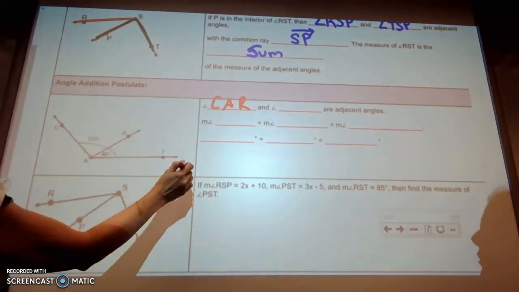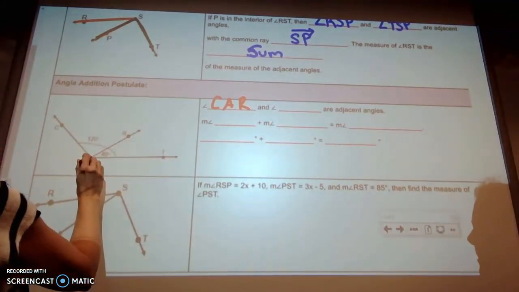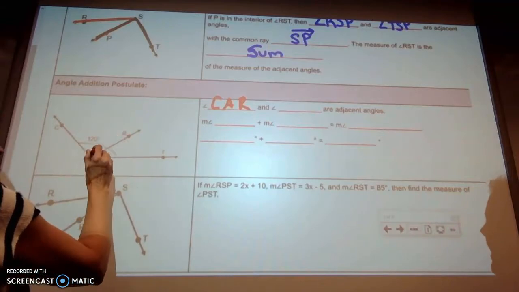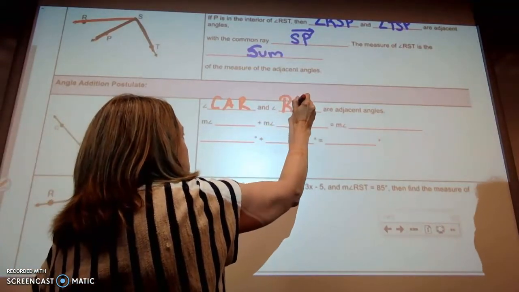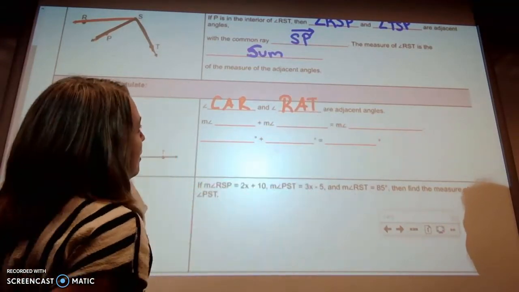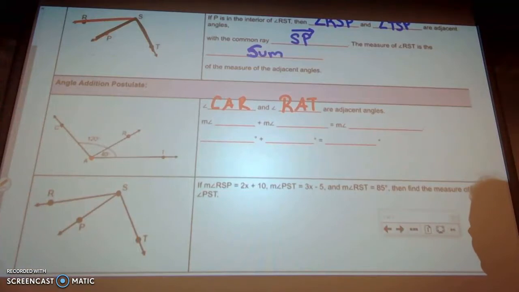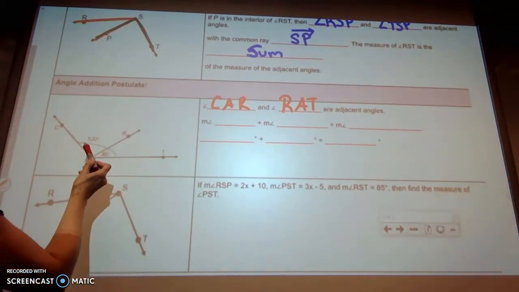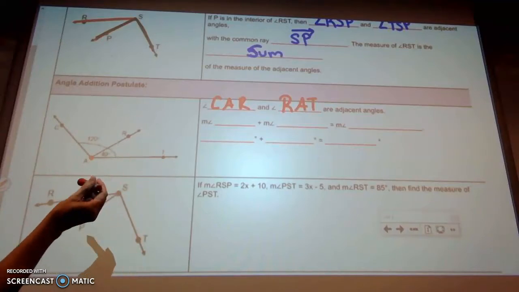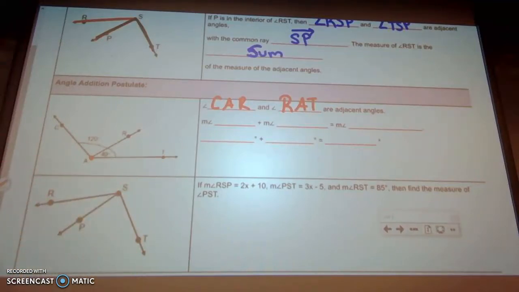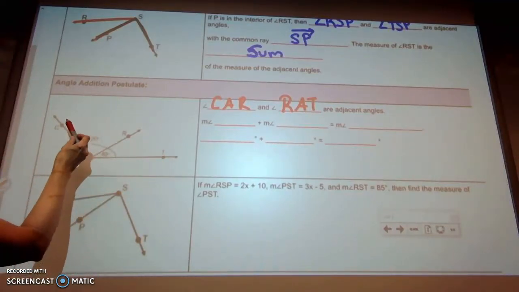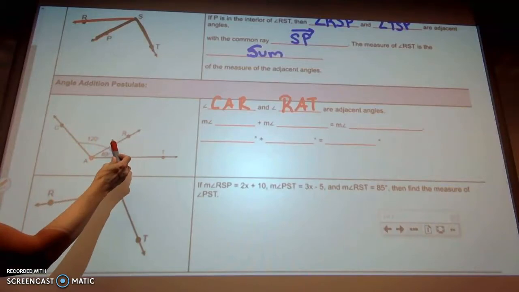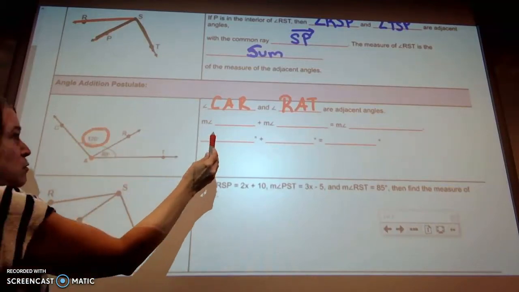A-R-T? Oh, I didn't put the vertex in the middle. R-A-T. Look, we spelled some words. Car and rat. Okay, so they're adjacent. That means that if we add the 2 measures, they're going to equal the big angle. So the measure of angle CAR tells us it's 120.